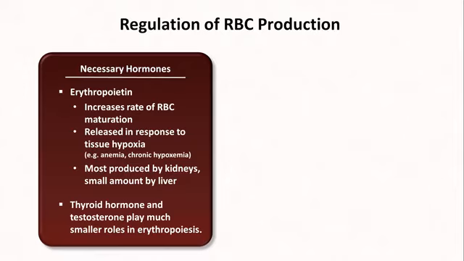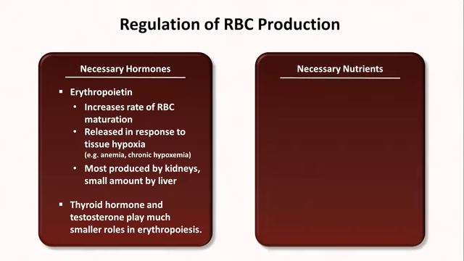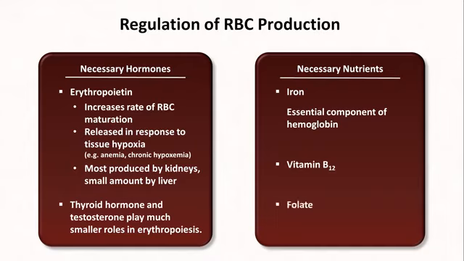In addition to the hormones necessary for RBC production, there are also necessary nutrients. A complete list of nutrients is long, but there are 3 ones of primary clinical relevance. First is iron, which is an essential component of hemoglobin, and the other 2 are vitamin B12 and folate, which are both necessary for DNA synthesis. A lack of any of these 3 will necessarily lead to decreased RBC production and anemia.